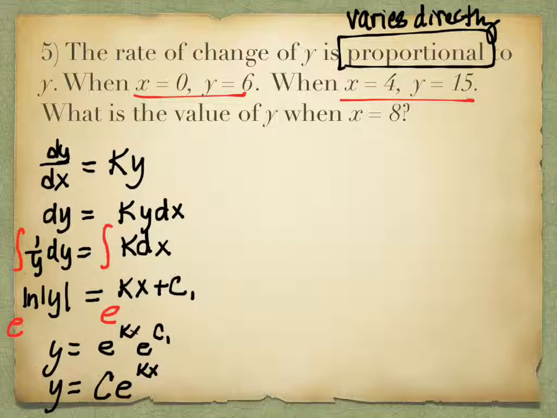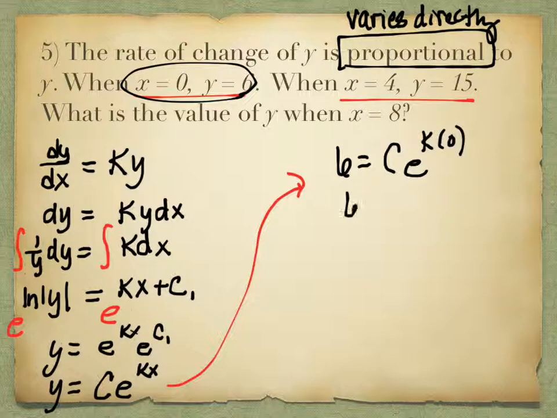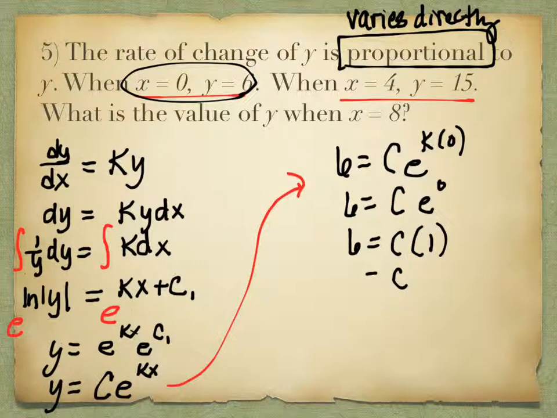So we're going to continue this problem. We're going to plug in this first set of values in for x and y. So I have 6 equals c e to the k times 0. So 6 equals c e to the 0. What is e to the 0? 1. So 6 equals c times 1. So what's c? 6. You guys did that quite well.